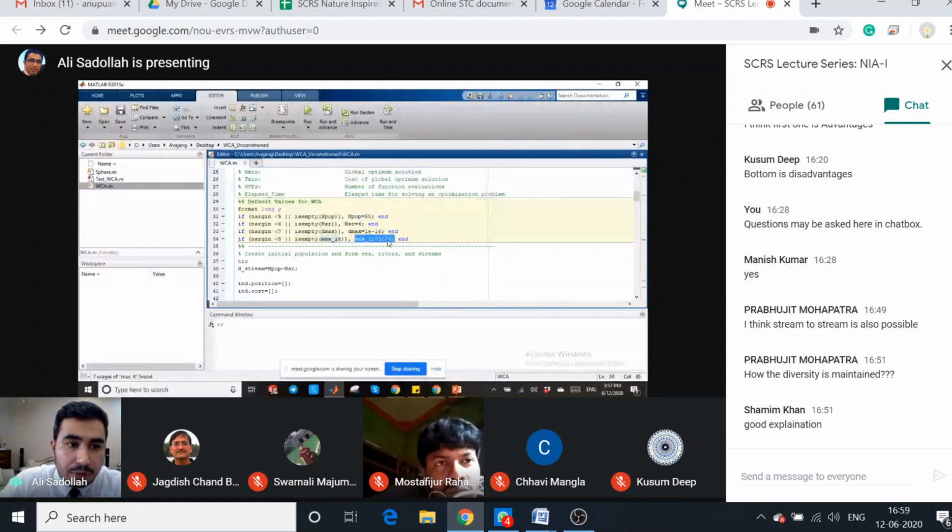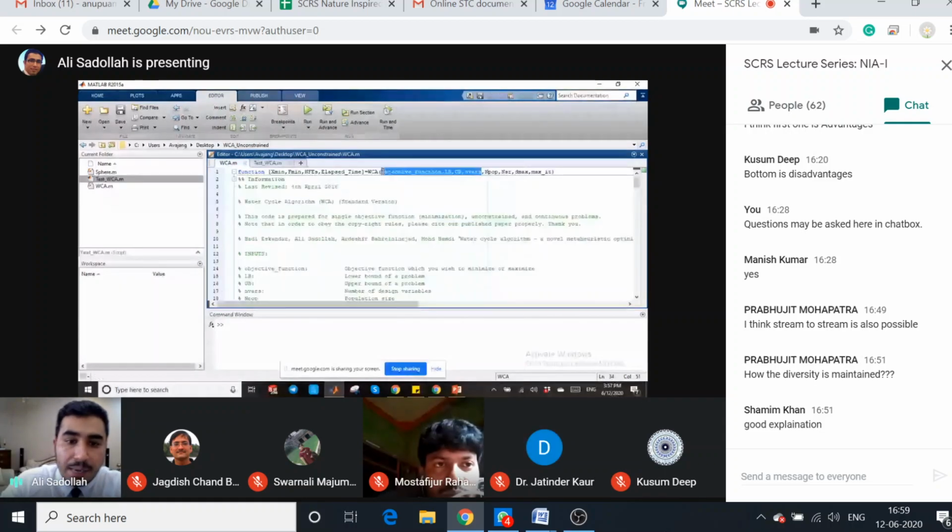But here, like I mentioned, you can use this value and define everything here. It's up to you. But in case you don't put any value here, I mean until here you need to put the input values. But if you don't want to put this value, the WCA works as default.